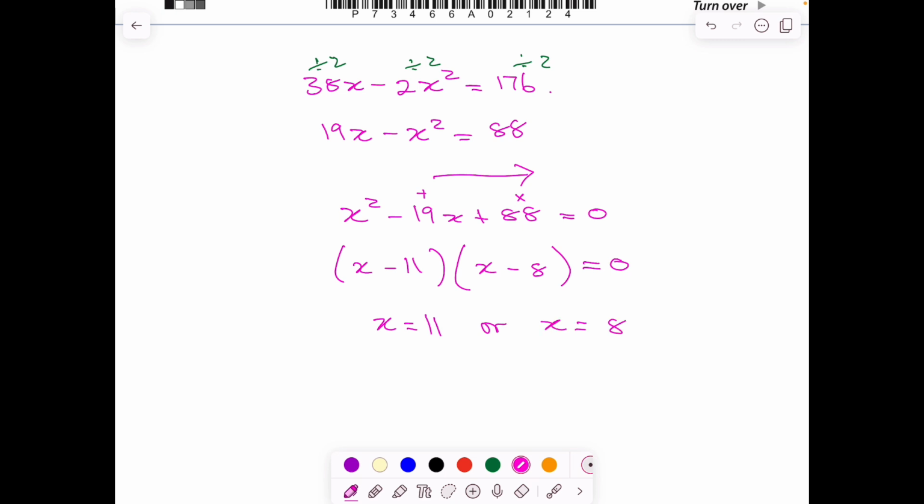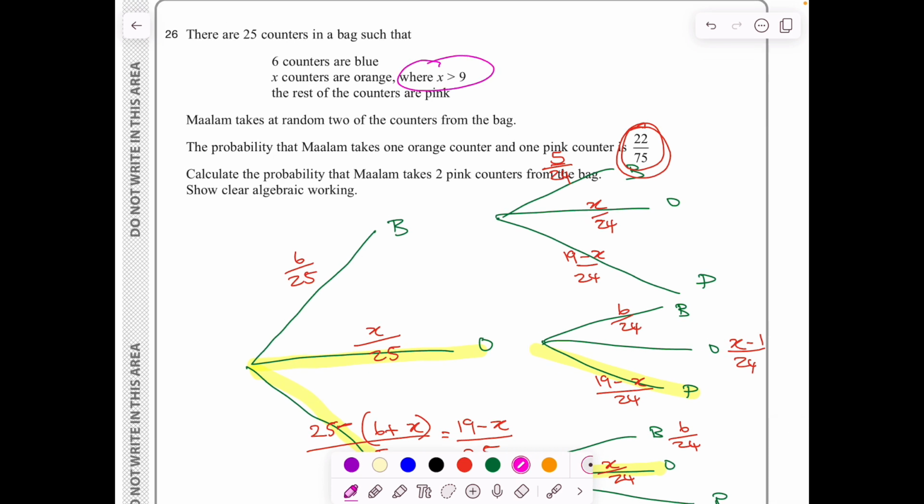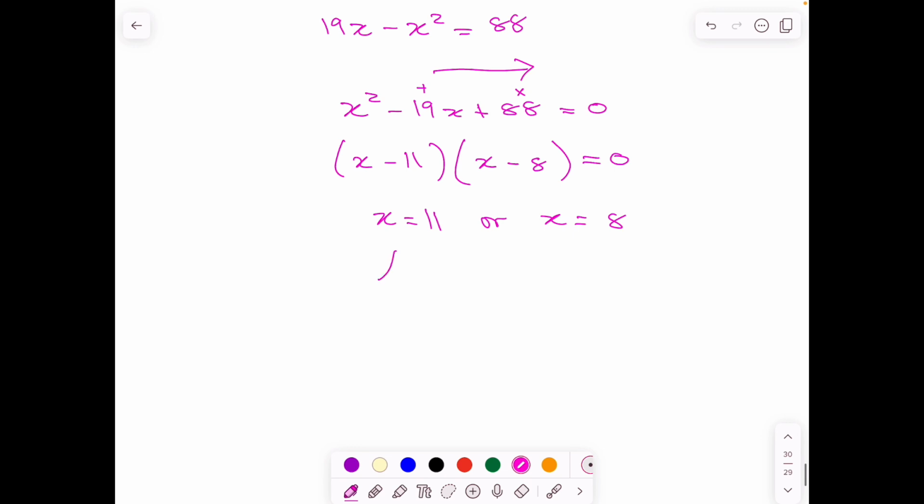Now, going back to the question, it says where x is greater than 9. So that is your only solution. It cannot be this one because it says where x is greater than 9. So x equals 11 is our answer.